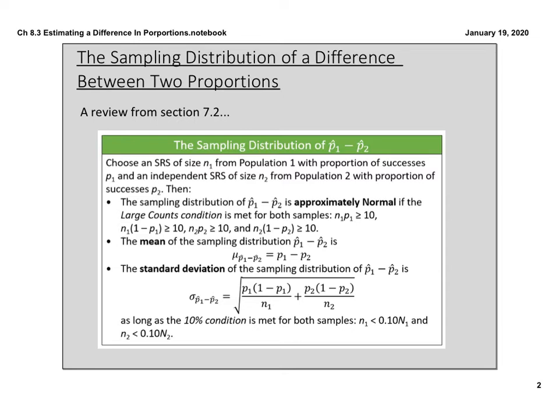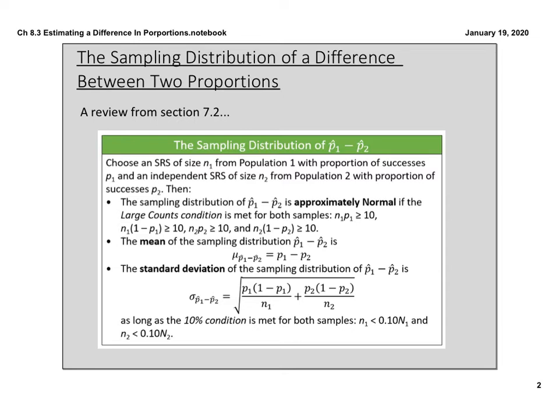But I just want to refresh your memory on where do we get the mean and where do we get the standard deviation. And also, how do we determine that the population is approximately normal? Because we can't do any of this unless our population is approximately normal.